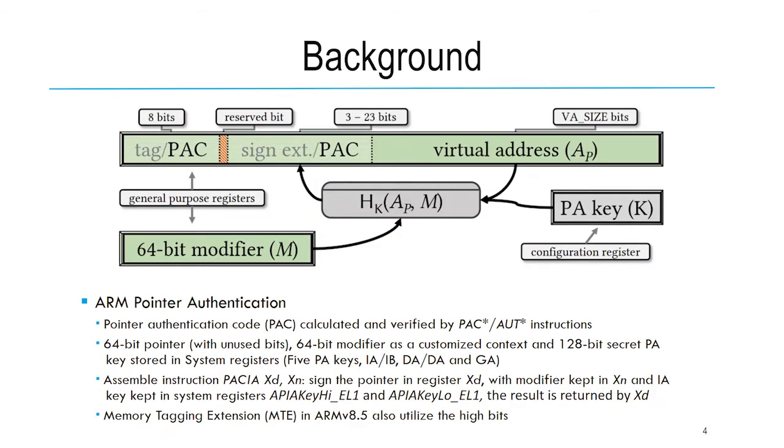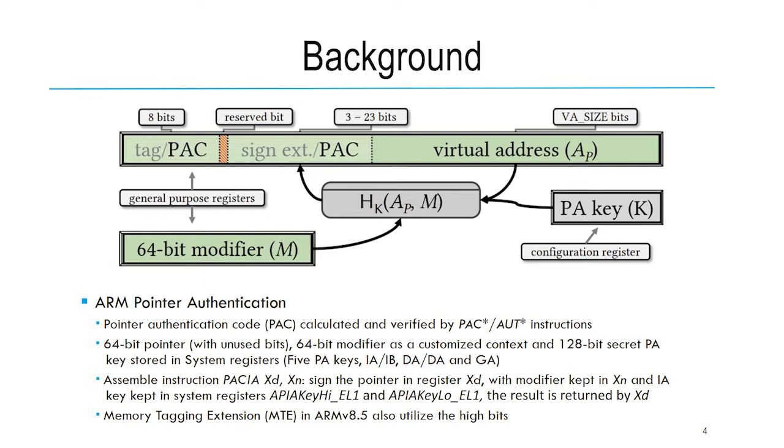Then we need to know how ARM pointer authentication works. PA provides instructions to calculate and verify pointer authentication codes for pointers. The figure shows how the PAC instruction works. It calculates a PAC over a 64-bit virtual address with unused bytes, a 64-bit modifier as a customized context, and a 128-bit secret PAK stored in system registers.